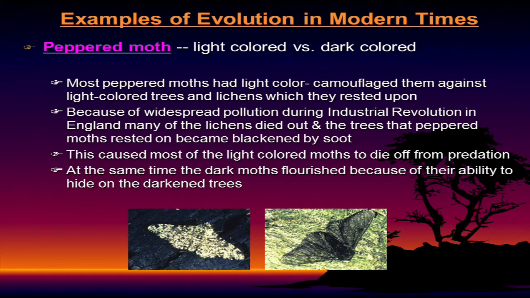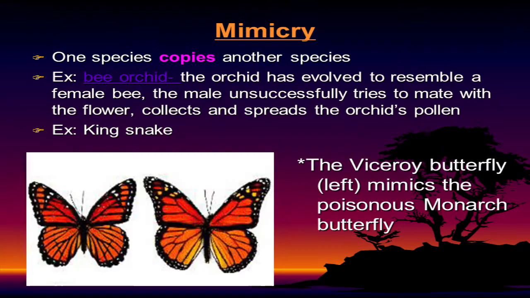Here's a modern-day example of evolution with the peppered moth. Most peppered moths were actually light-colored in the past. This allowed them to camouflage themselves against light-colored trees and lichens. But because of pollution during the Industrial Revolution in England, many of the lichens died and the trees became blackened by soot. This caused the light-colored moths to die off because they were easily seen against a dark background by predators. Because of this change in the environment, dark moths actually became more fit to their environment and were more successful than the light-colored moths because of their ability to hide on the darkened trees.